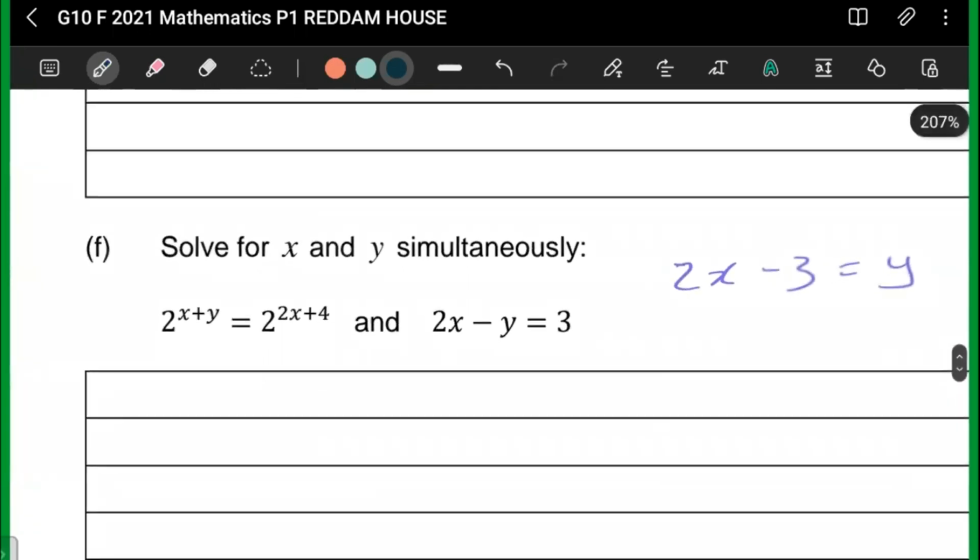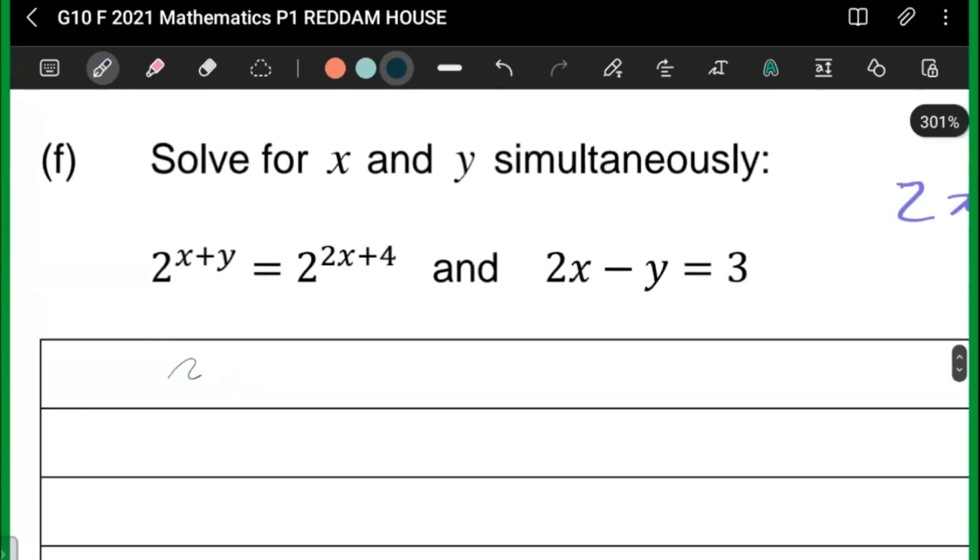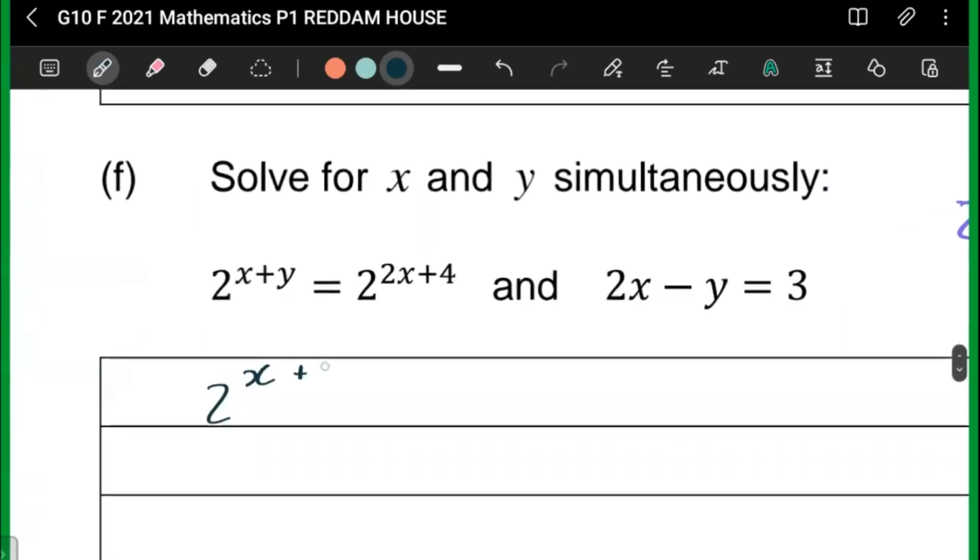Let's see, 2x minus 3, right? So let's put here 2 to the power of x plus, we're going to say here 2x minus 3, right? 2x minus 3, 2 to the power of 2x plus 4. There we go. That's the way we like it.